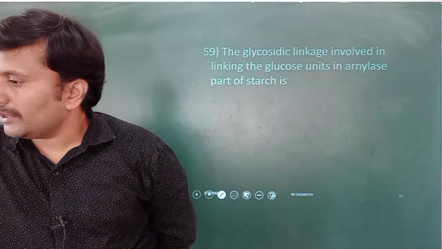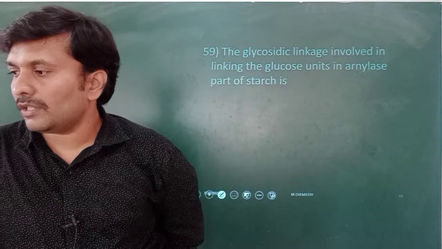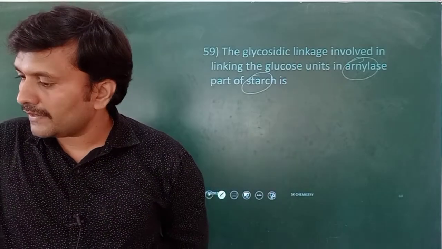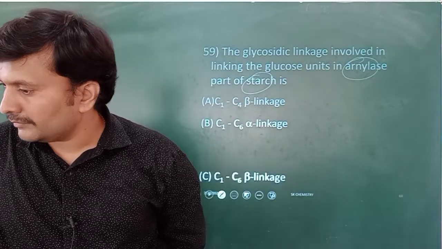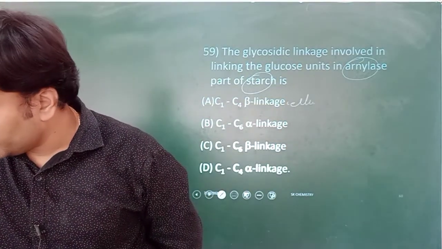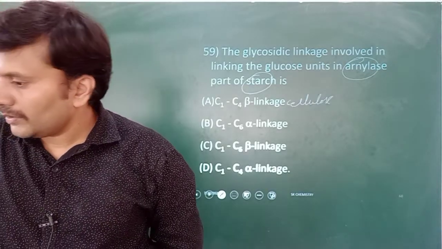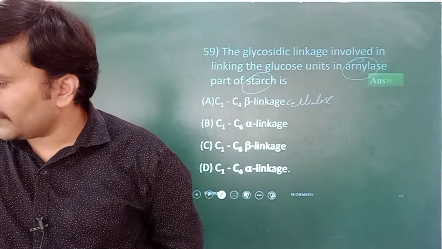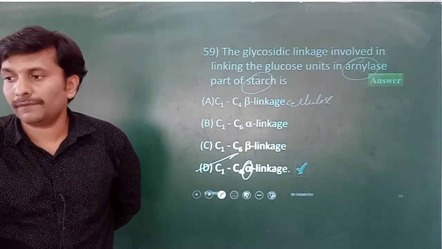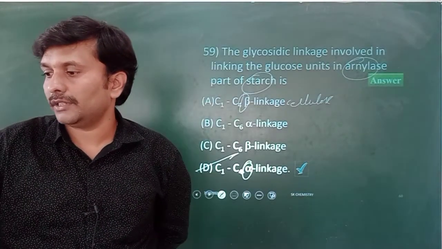Next, 59th one, the glycosidic linkage in glucose with amylase. Amylase with starch has an alpha linkage, not beta. Beta is for cellulose. So which option is correct? That's the reason we kept it in the fourth option. See here, beta is for cellulose.